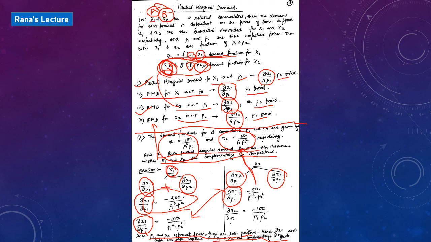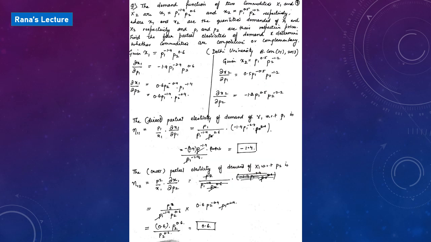We move to the demand function of two commodities x1 and x2. x1 is equal to p1 to the power minus 1.4 and p2 to the power 0.6. You have to note that the demand function of x1 is given both in terms of p1 and p2.